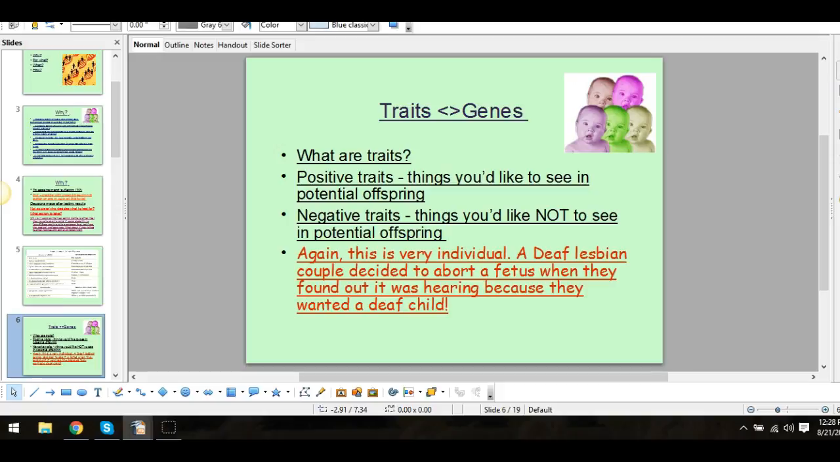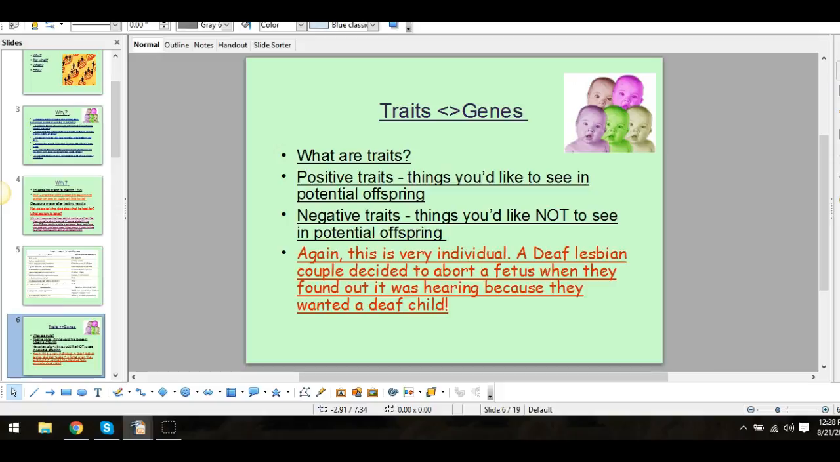There are some traits in our genes. Traits are positive or negative. Positive traits are things that you would like to see in potential offspring, and negative traits are things that you do not like to see in potential offspring. But again, this is very individual.